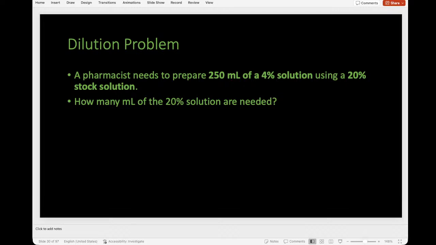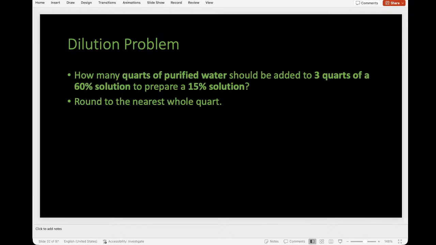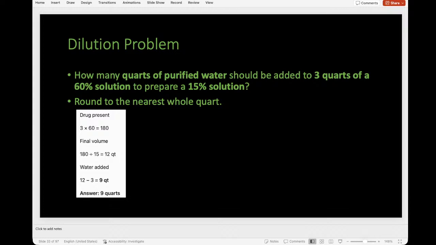The next part is the dilution problem. A pharmacist needs to prepare 250 milliliters of a 4% solution using 20% stock solution. So, how many milliliters of 20% solution are needed? So, here's the solution. You would just need 50 milliliters in this case. So, you'll just practice through these dilution problems, and it should be okay.